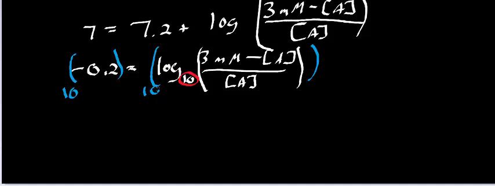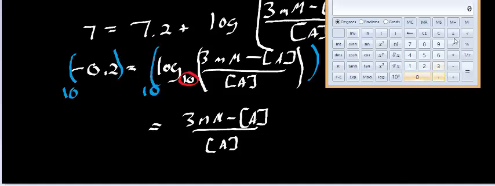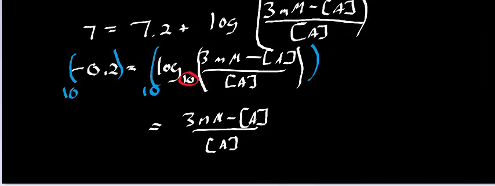And essentially the 10 down here, this base, is going to eliminate the logarithm, and so that's going to leave me, at least on the right side, 3 millimolars minus the concentration of A over the concentration of A. But now I have to figure out what 10 to the negative 0.2 is. So let me bring my calculator out. So 10 to the negative 0.2 power is approximately 0.631. So it's about 0.631, okay?